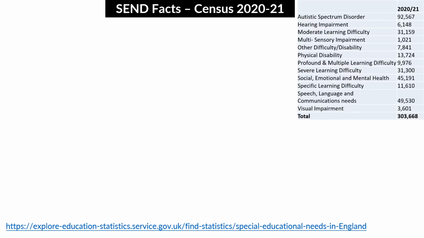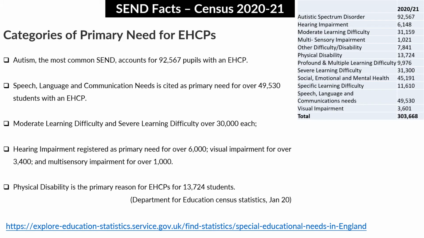So for example, the information on the screen now is an overview of the figures associated with current EHCPs in the UK. Interestingly, this does not include independent schools, which my previous figures did. To unpick a few of those, by far the most common reason for the allocation of an education healthcare plan has as its primary need the diagnosis of autism spectrum condition.